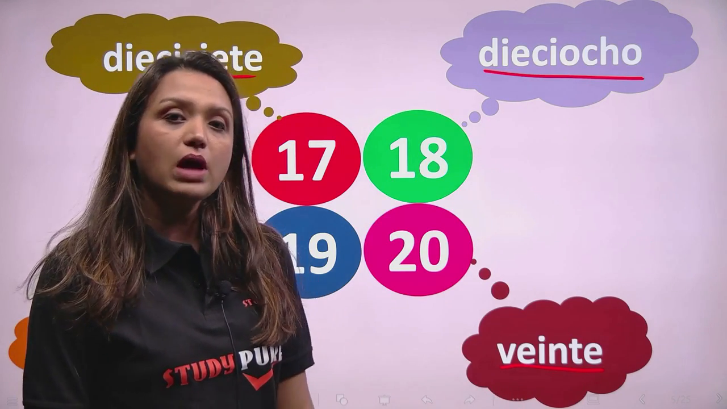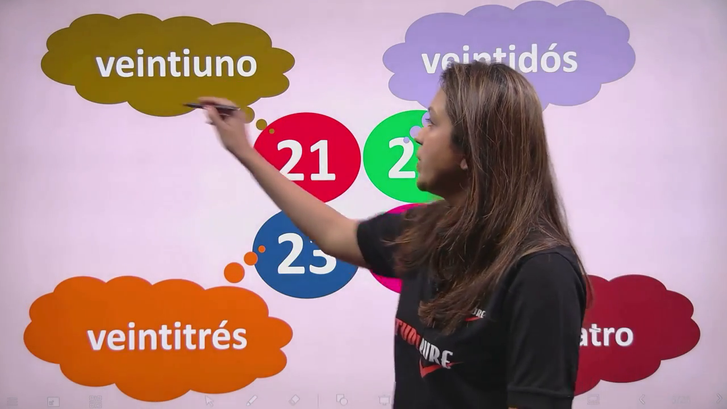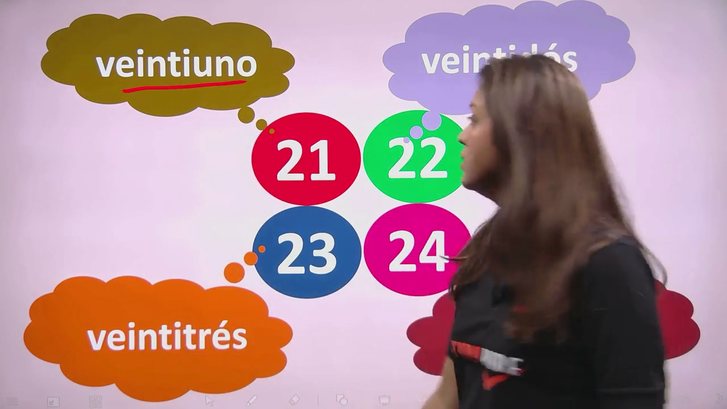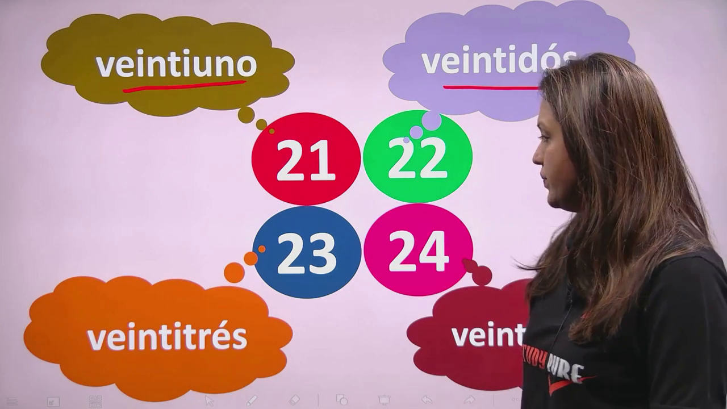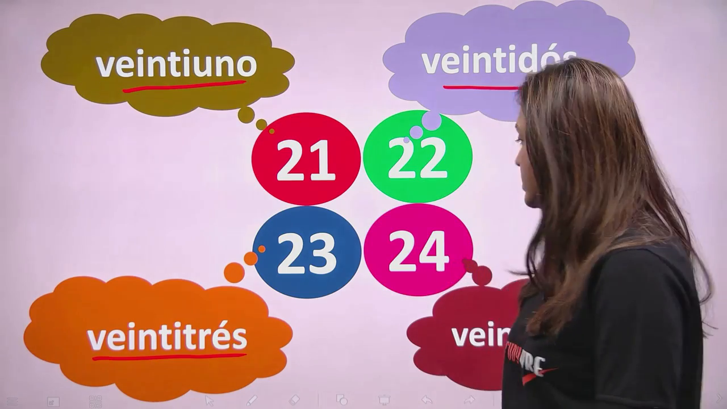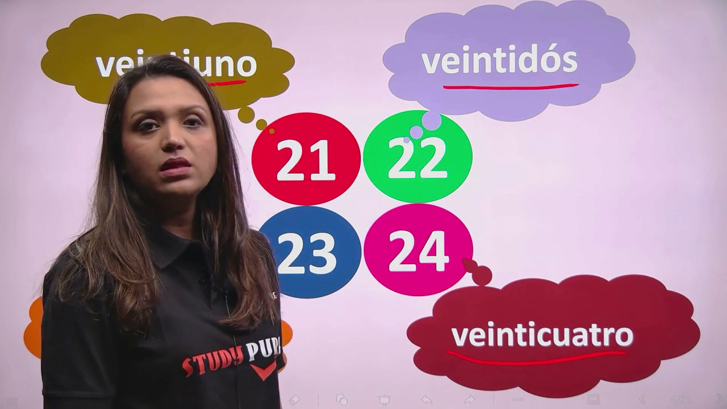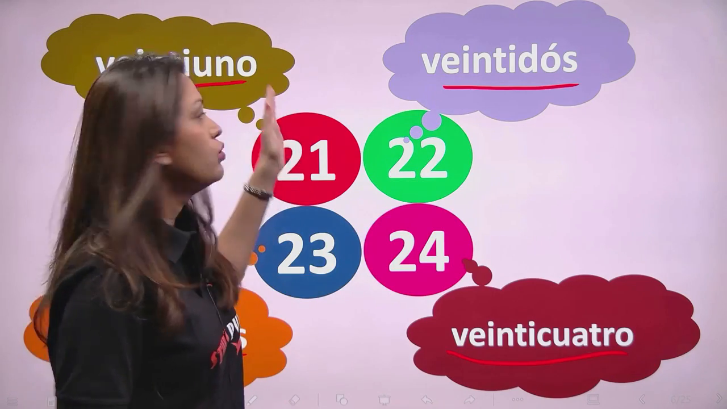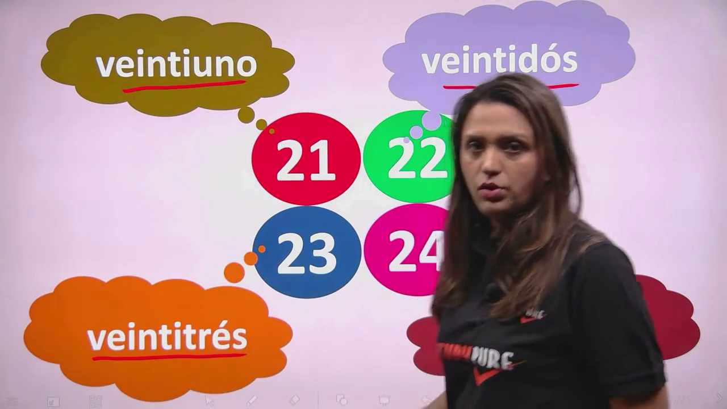Okay. Now, how do we count in 20s? Let's check. We have 21 and 21 is called veintiuno. Veintidós, number 22. Then we have 23, which is veintitrés. And finally, we have veinticuatro, 24. So, when we begin the line of 20s, we add veinti to 1, 2, 3, 4. Veintiuno, veintidós, veintitrés, veinticuatro.